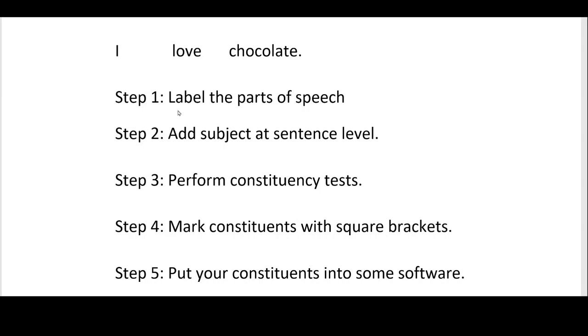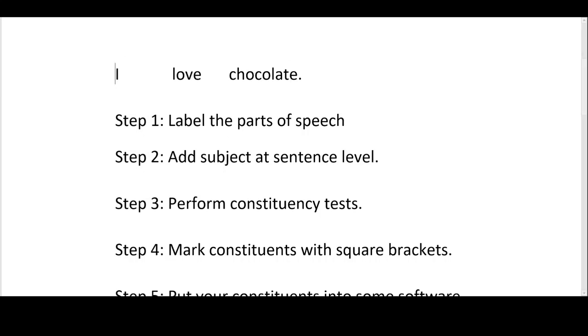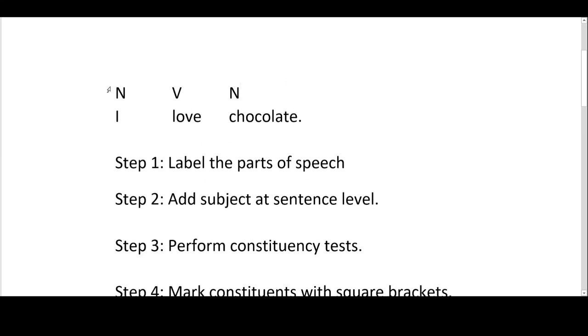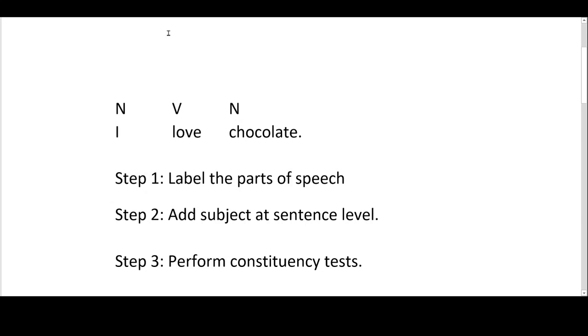So the first thing we need to do is label the parts of speech. You know that I is a pronoun, but for the purposes of syntax we just say it's a noun. Love is a verb and chocolate again is a noun. Now, what we need to do is add the subject at the sentence level. So this I goes straight to the S, the sentence level, okay?